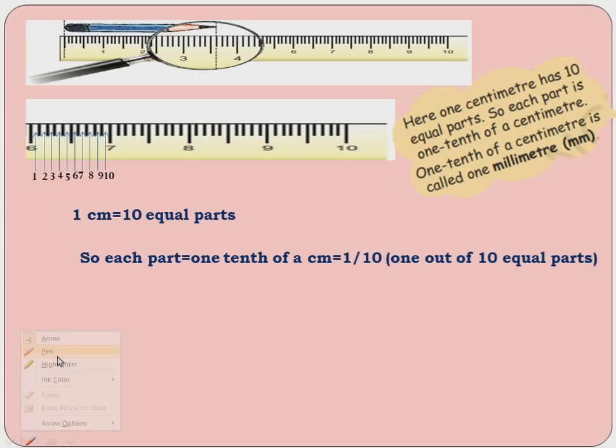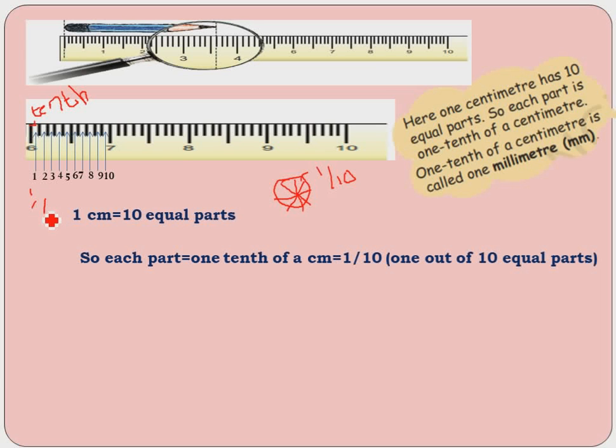So, when we were learning fractions, cake and all, we learned: if a cake is divided into 10 equal parts, each part will be 1 by 10. Similarly, this 1 centimeter is divided into 10 equal parts. So this one part is called a tenth. What is that called? Tenth. Okay. Tenth, and it is 1 by 10.